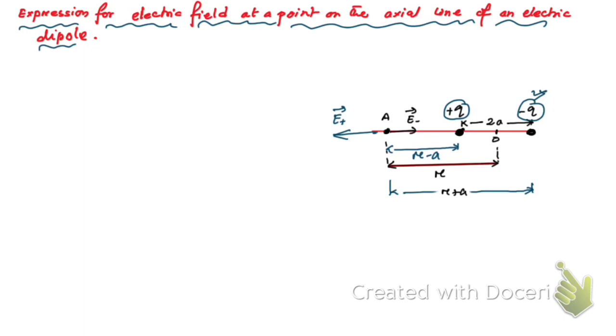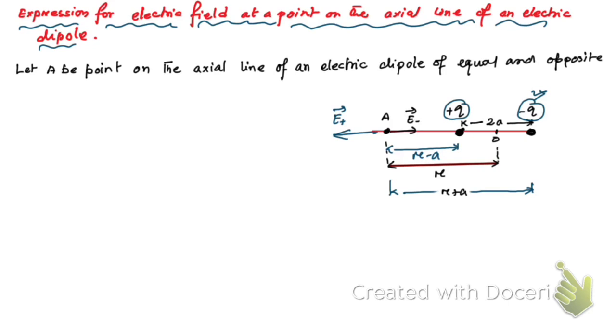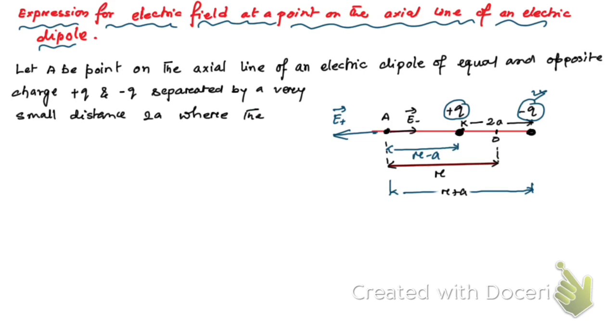So now let me write what I have considered here. Let A be the point on the axial line of an electric dipole, of equal and opposite charges plus Q and minus Q, separated by a very small distance twice a, where the electric field is to be determined. And here the distance between the center of the dipole O and the point A is R. Now the distance from the positive charge to the point A is R minus a.